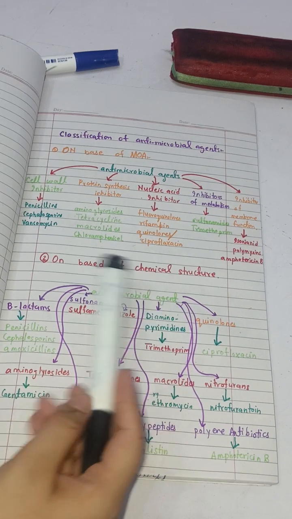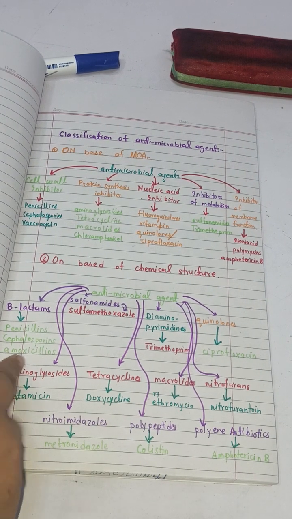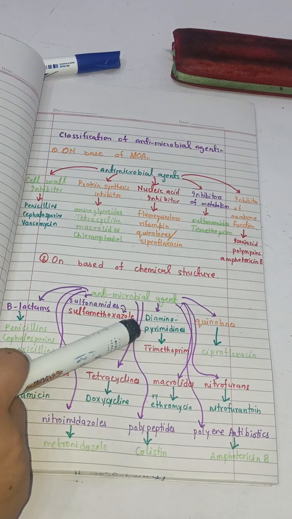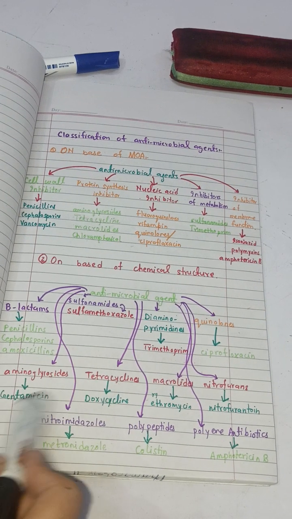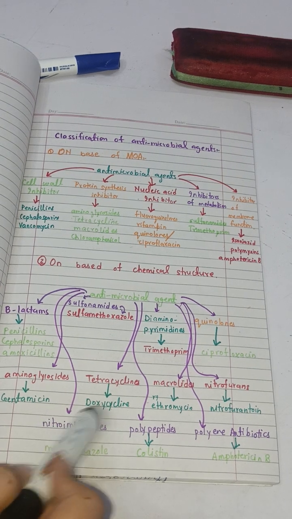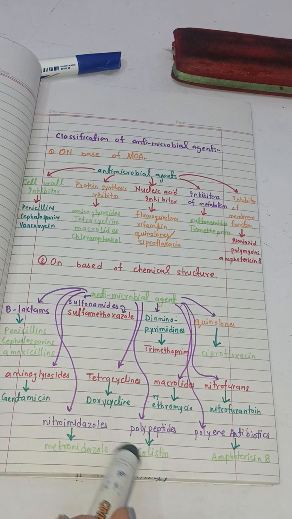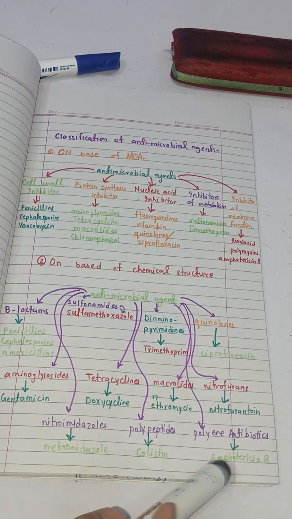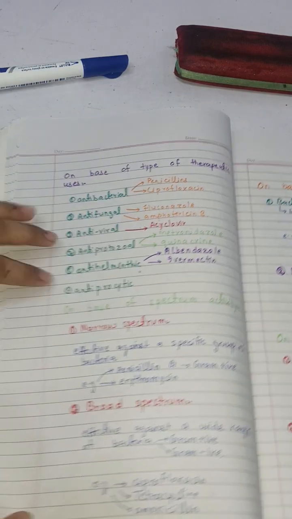Classification on the basis of chemical structure: beta-lactams are those which contain the beta-lactam ring. Sulfonamides, sulfamethoxazole, drugs containing diaminopyrimidine like this drug. Fluoroquinolone containing drugs, aminoglycoside containing drugs, nitroimidazole containing drugs, tetracycline containing drugs, macrolide containing drugs are here, nitrofuran containing drugs are here, polypeptide containing drugs are here, polyene antibiotic containing drugs are here. So we will classify or see the detail of it.